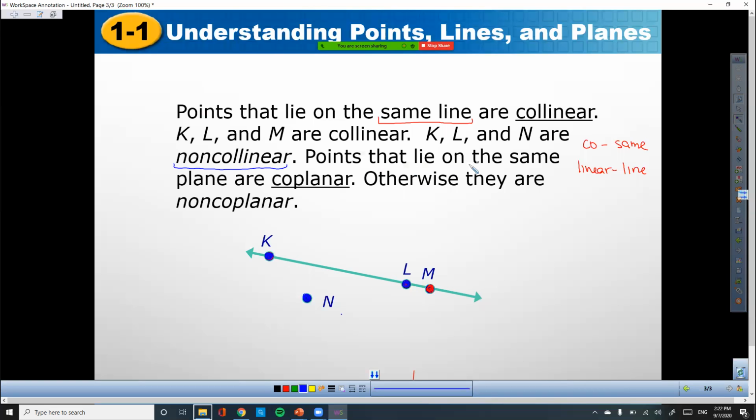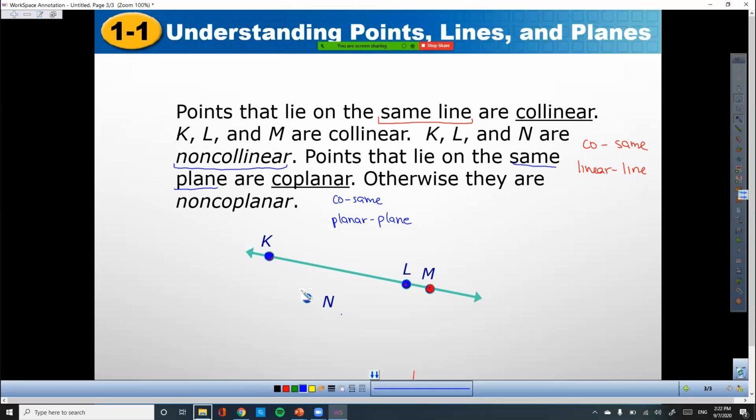Then it says points that lie on the same plane are called coplanar. Again, co stands for same, and planar stands for plane. So any points that lie on the same plane are called coplanar. Otherwise, they will be called non-coplanar. So for example, here, points K, N, L, and M are all coplanar because if your computer screen or your phone screen is the plane, they all lie on the same plane.